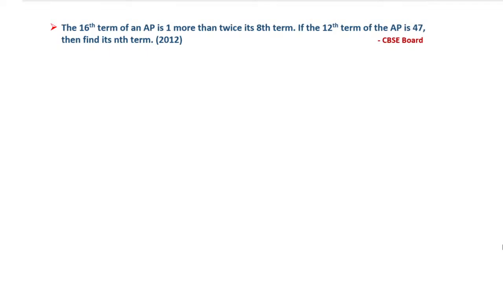The 16th term of an AP is one more than twice its 8th term, and the 12th term of the AP is 47. Find the nth term of the AP. This is the question they have given. This one is also easy, so you can find the answer, not a problem.